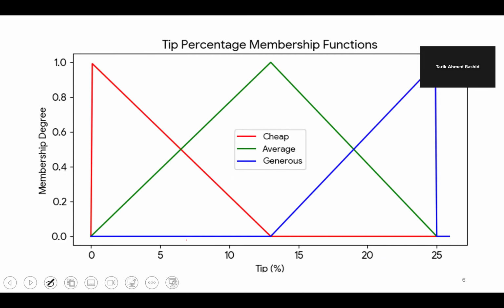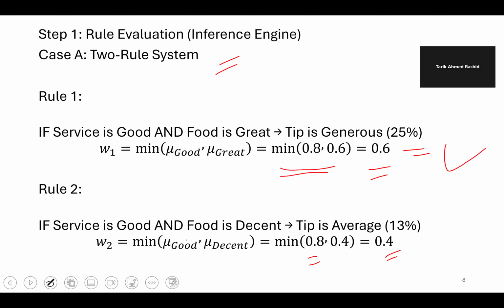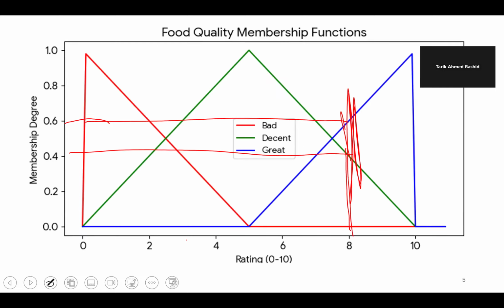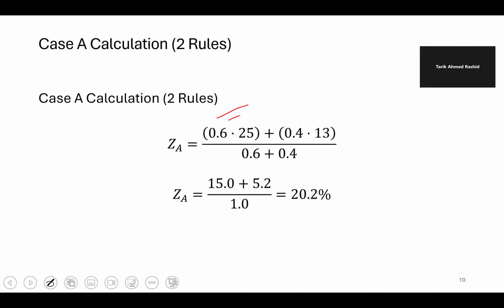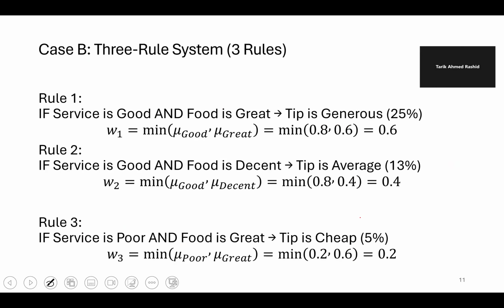That is the percentage. Okay, so we have 0.6 and we have 0.4. So 0.6 multiplied by 25, because that's the first rule, and 0.4 multiplied by 13, over the weighted sum, 0.6 plus 0.4. And now the tip is 20%, 0.2.